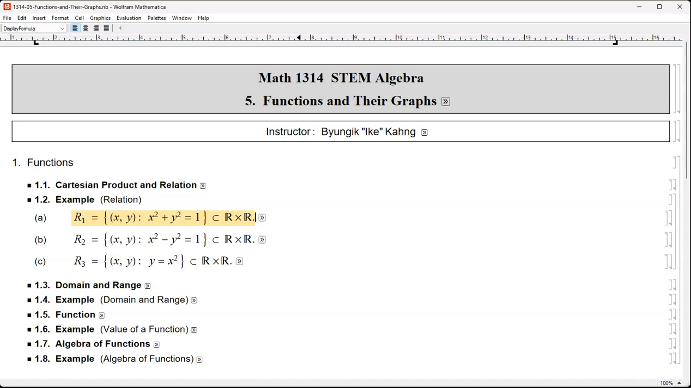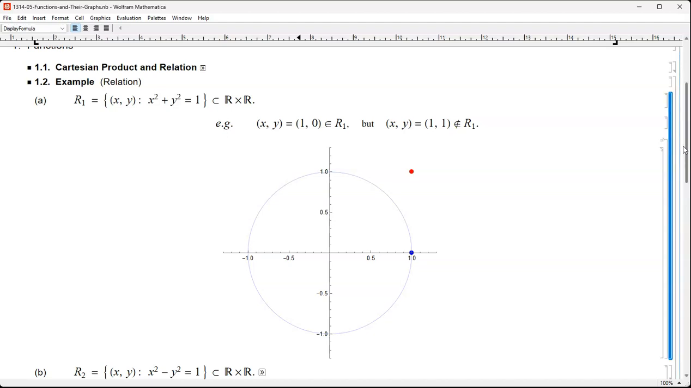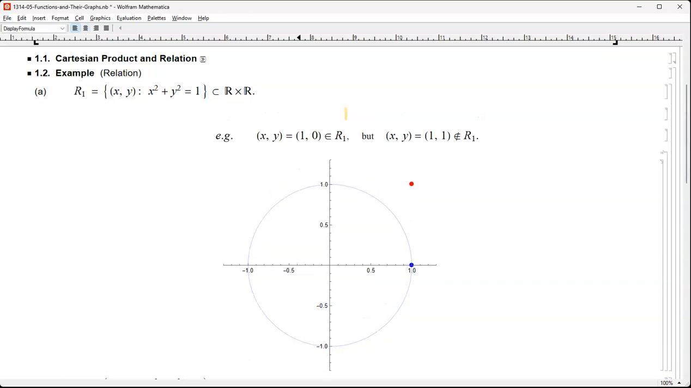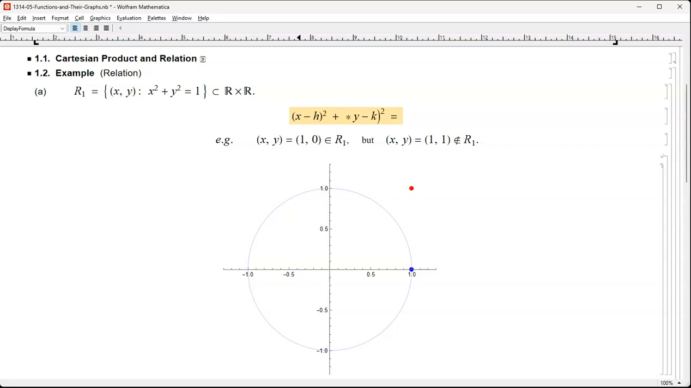Like this, for example. Yes, we have a subset of the Cartesian product R times R, so x and y are both real numbers. But not everything. Only those x comma y that satisfy this equation: x squared plus y squared is equal to 1. You can visualize it like this. It's a circle. Can you understand this is a circle? What is an equation of a circle? Do you remember this? That's an equation of a circle, isn't it?